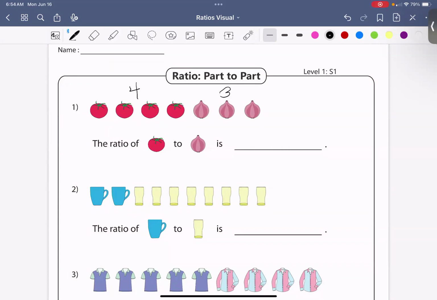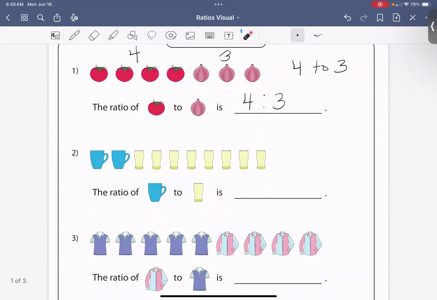So the ratio of tomatoes to onions, and it has to be in that order because the tomatoes is first and the onions is next, is four, and we write two dots to three. You could also write four, two, three, but as you get higher in your math knowledge, you will see that it's written with the two dots. Let's look at the next one.